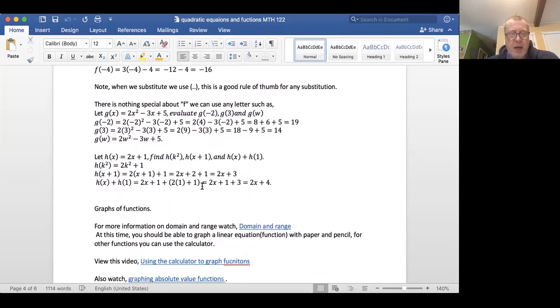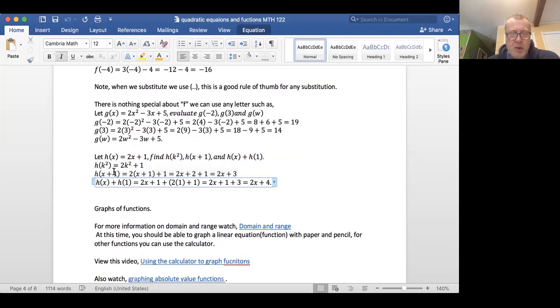Let's take a look at h of x. h of x equals 2x plus 1, and we're going to find h of k squared, h of x plus 1, and h of x plus h of 1. To find h of k squared, that means we put k squared in every place there's an x. So there's an x here by the 2. So we have 2 times k squared plus 1. And that's it. That's all we can do there. There's no solving or anything. It's just putting the k squared in every place there's an x.